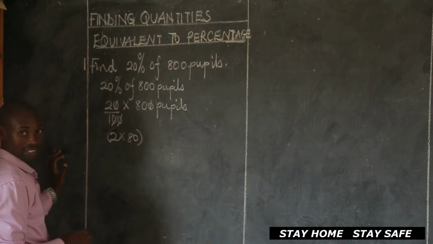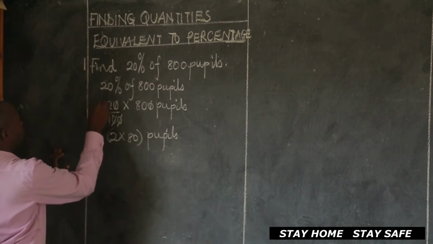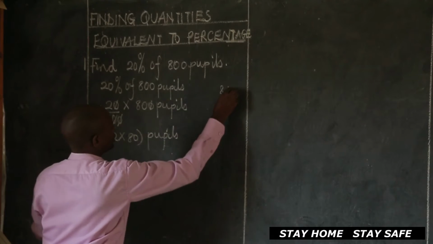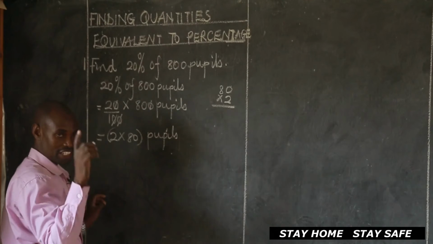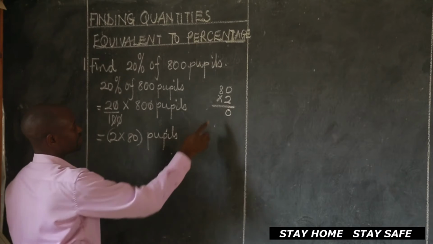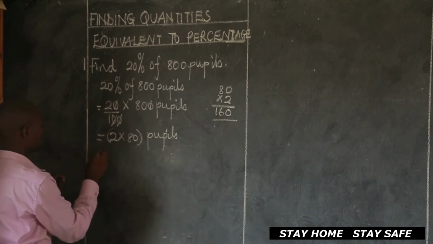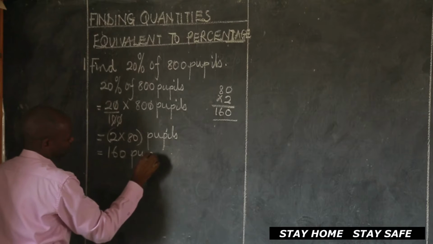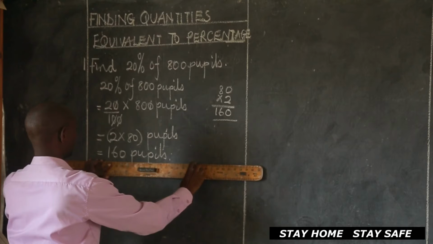Don't forget the units, okay? This one is in pupils. So when we work out this one, side work, 80 multiplied by 2, what do we get? 2 times 0, any number times 0 is 0. 2 times 8 means you add 8 two times, which is 16. So we are getting 160 pupils.